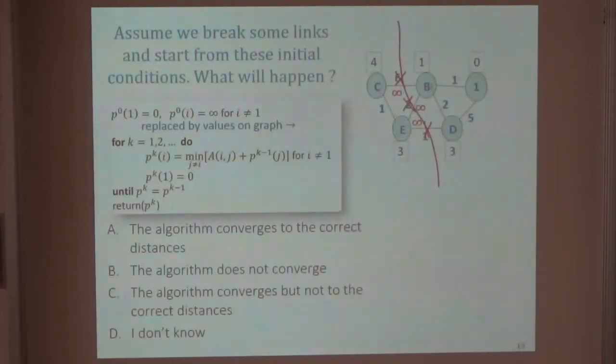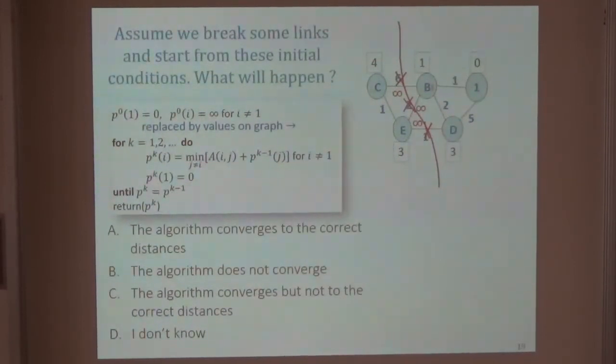Let's continue to evaluate. Assume now the problem is not so much that we had random initial values, but that the incorrectness of the initial values is compounded by the fact that the network has become disconnected. So assume we break all the links along the red line here. There's an earthquake somewhere. All the lines that go west to east are broken.